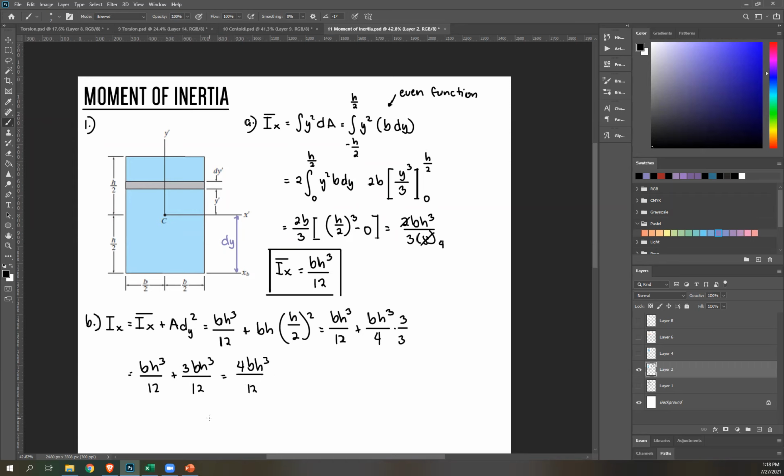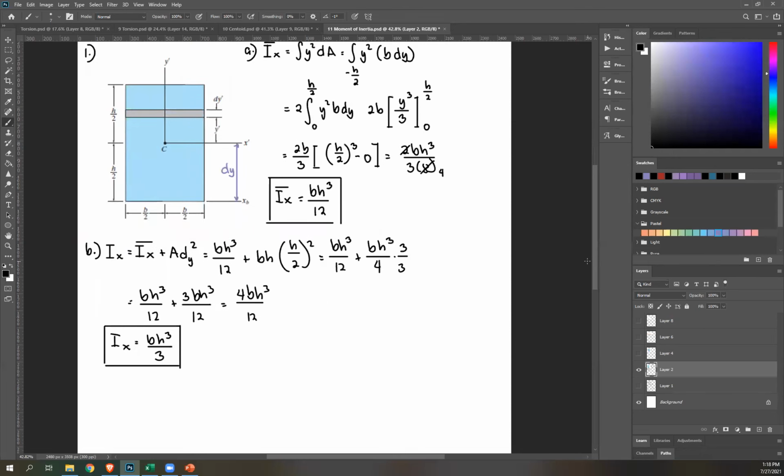Simplify. Ix is bh cubed over 3. So this is the moment of inertia about the base of a rectangle. So once again, this is an equation that you can keep in mind. Okay. Great. That's B.